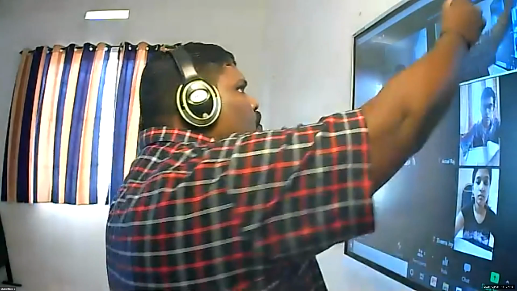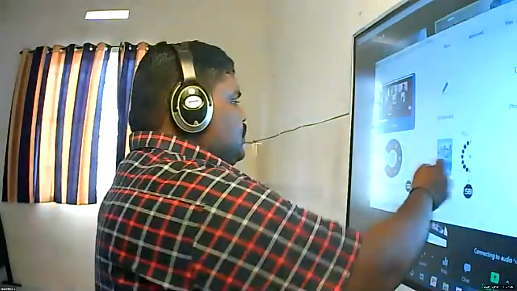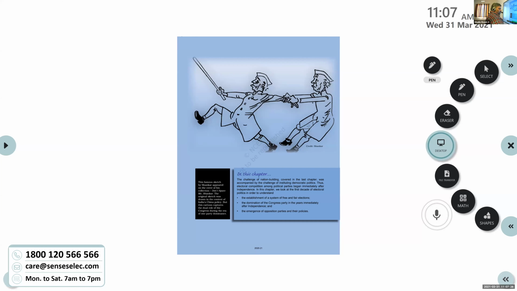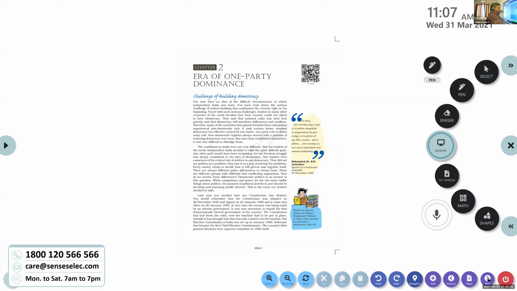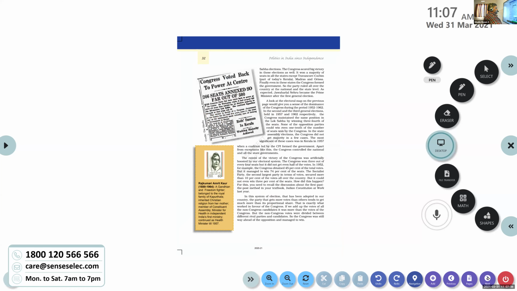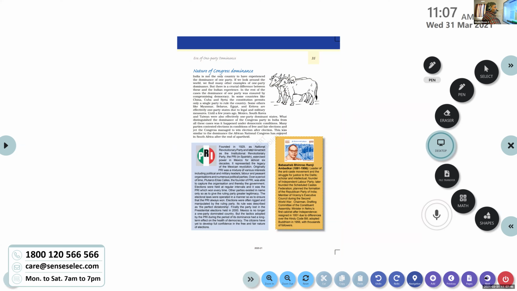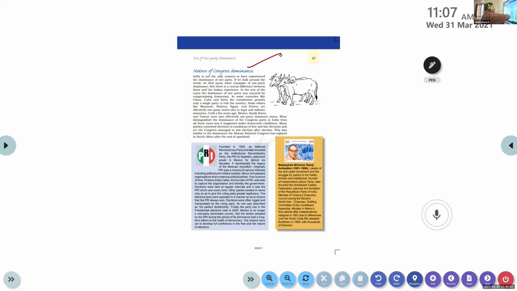Okay, one minute. Just open your textbook, everyone, and we are here. I told you to read the textbook also. I hope you read it and you know the difference between the Congress party and all other parties, the criticisms on the Congress victory, and how the Communist Party became the ruling party in Kerala. Okay, now we are going to discuss the nature of Congress dominance in the first three general elections.